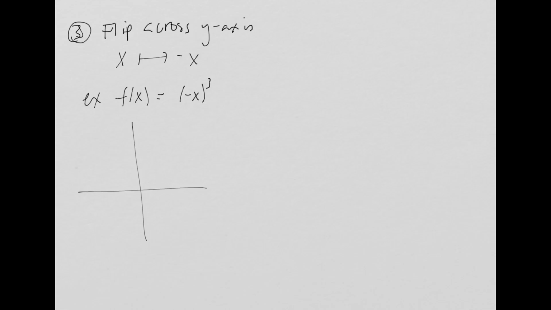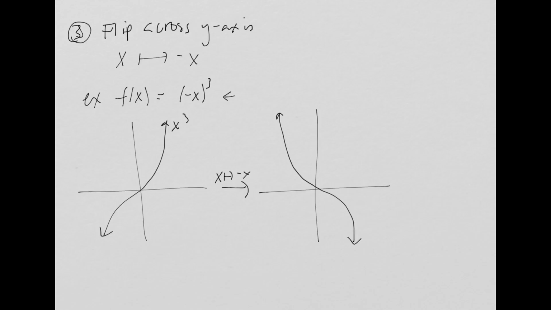So here the x has been replaced with a negative x. So start with what you know. We know what x cubed looks like. This is x cubed. Instead of an x in our function here, we have a negative x. So I'm going to replace x with a negative x. So what does that do? It flips it across the y-axis. So I'm just going to mirror this across the y-axis, and this is negative x cubed.